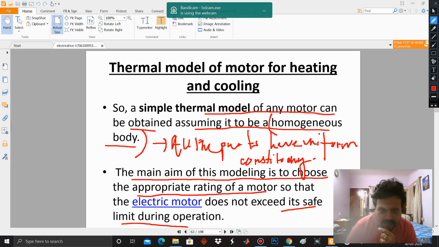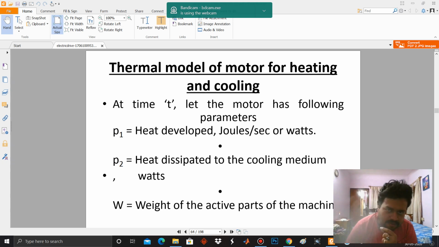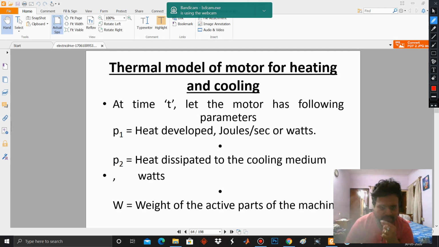So this is one assumption, that all the body parts have uniform constituency. Now there are some parameters which need to be noted first, before analyzing the entire thermal model. So at time t, let the motor have the following parameters.